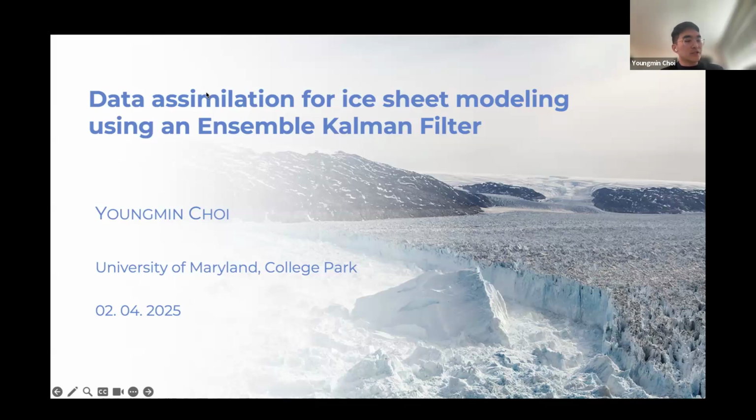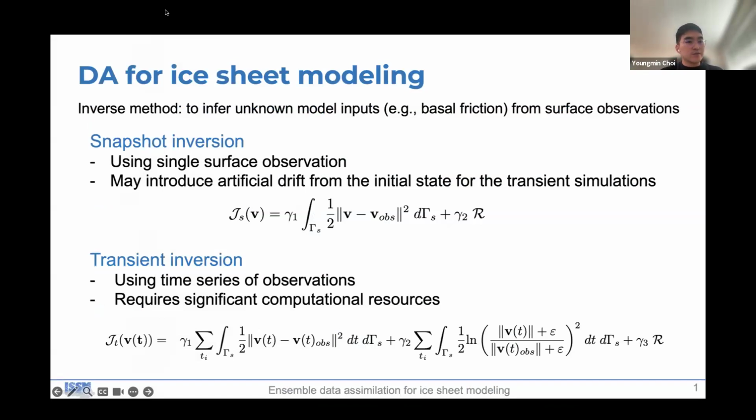So I'm going to shift our focus slightly to using ensemble Kalman filter for data assimilation in ice sheet modeling. This is a reminder slide for data assimilation in ice sheet modeling. Data assimilation for ice sheet modeling generally refers to model initialization through inverse methods, as introduced. There are two common methods. One is snapshot inversion, which uses a single surface observation, for example surface velocity, to infer unknown model parameters, for example, basal friction.